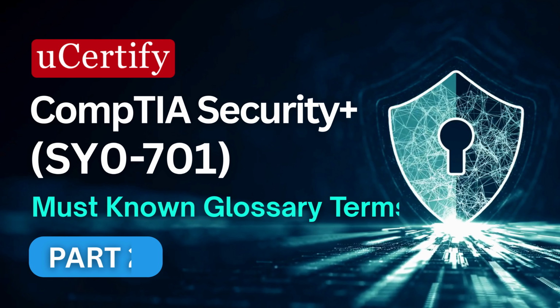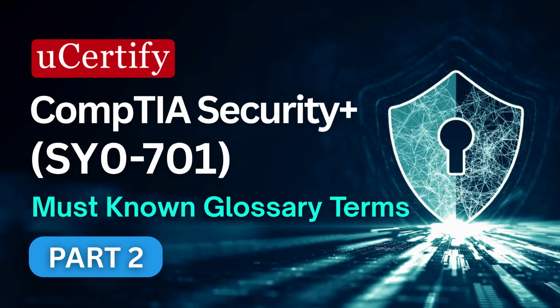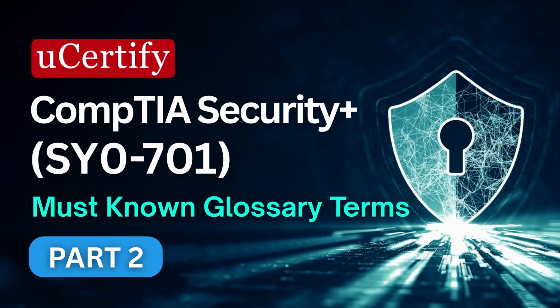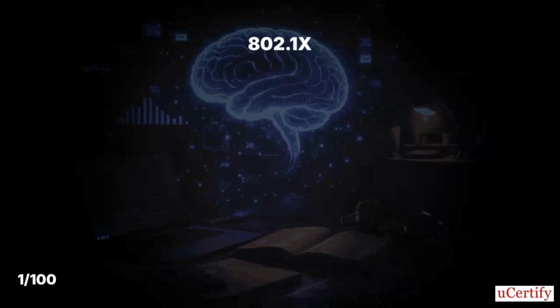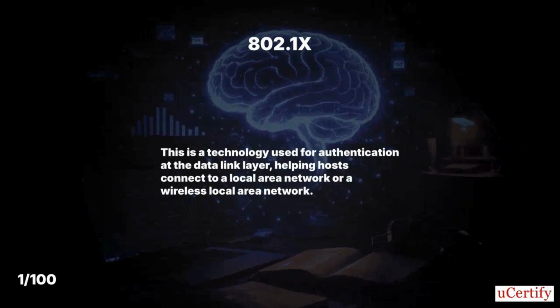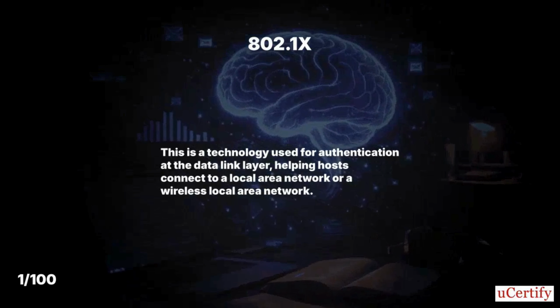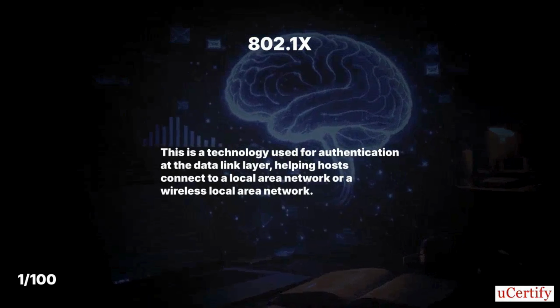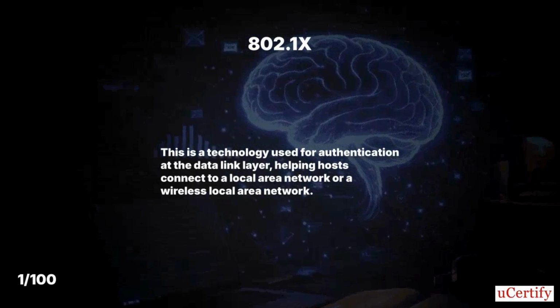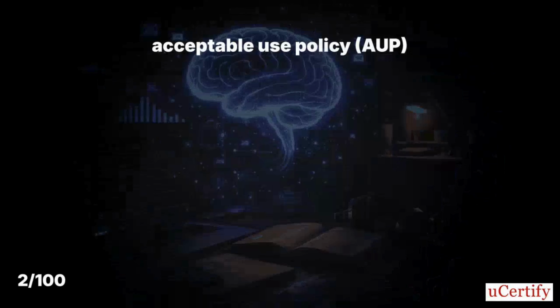Learn all must-know glossary terms for CompTIA Security+ SY0-701, Part 2. Term: 802.1X. Definition: This is a technology used for authentication at the data link layer, helping hosts connect to a local area network or a wireless local area network.